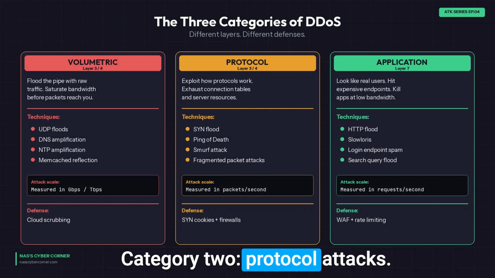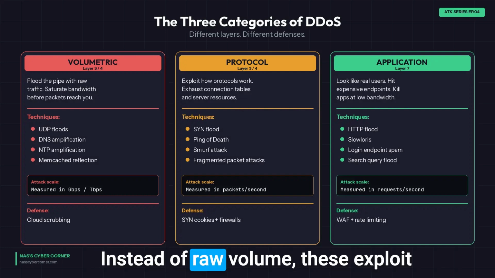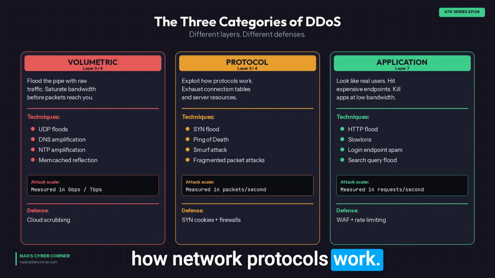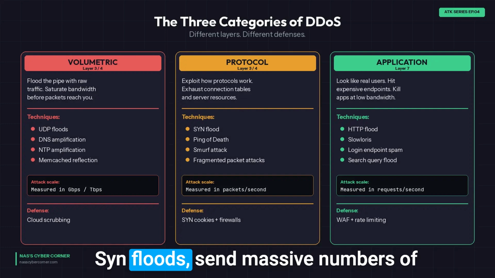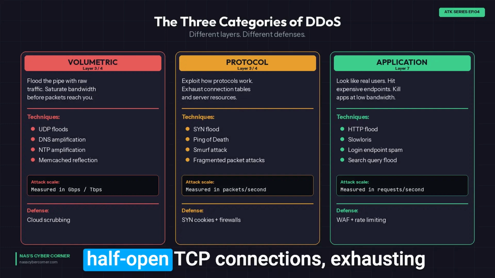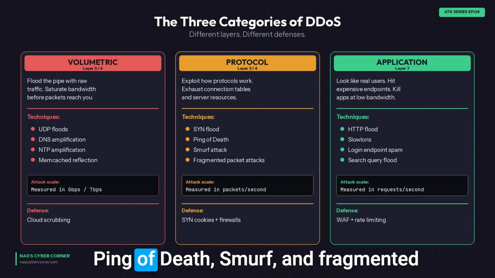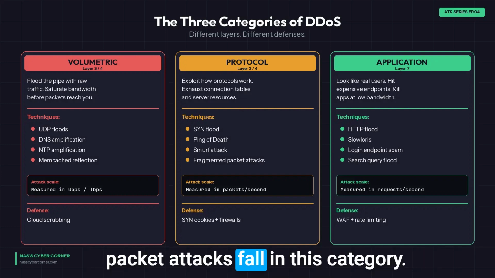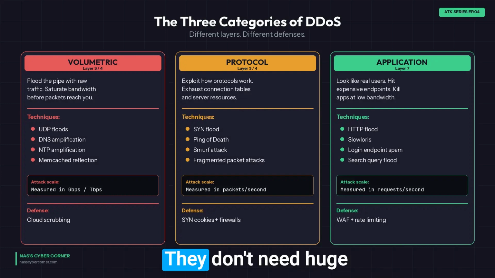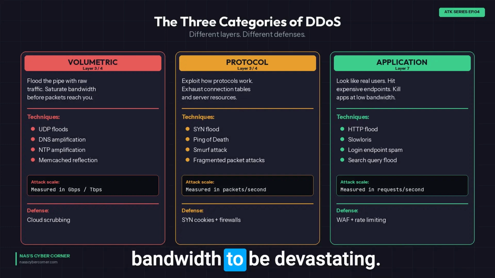Category 2. Protocol attacks. Instead of raw volume, these exploit how network protocols work. SYN floods send massive numbers of half-open TCP connections, exhausting your server's connection table. Ping of death, smurf, and fragmented packet attacks fall in this category. They don't need huge bandwidth to be devastating.